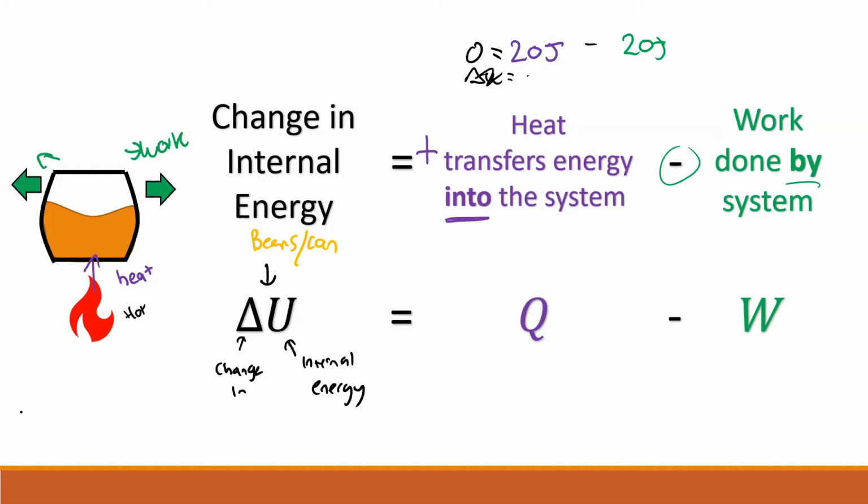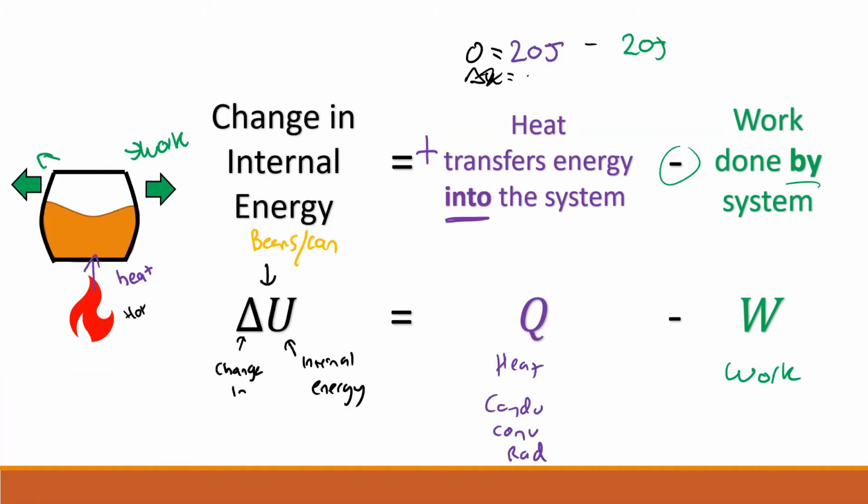Q, well, Q is our heat. That's our conduction, our convection, and our radiation. And W, well, that's our work. That's how much work we're pushing.